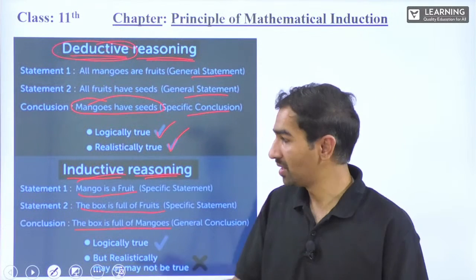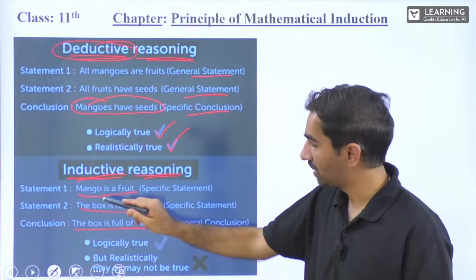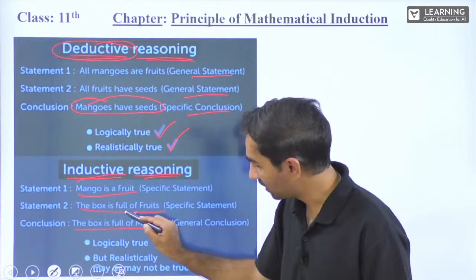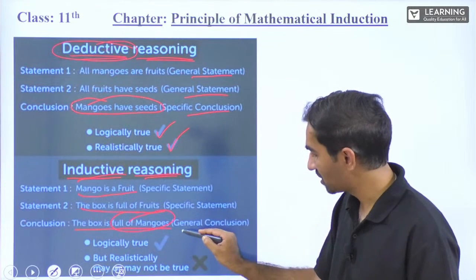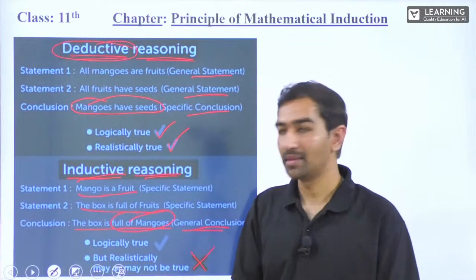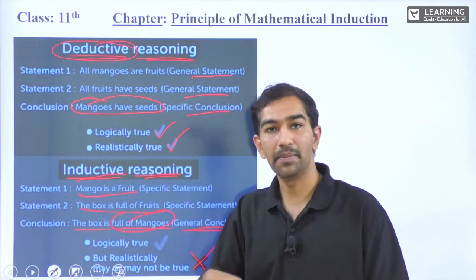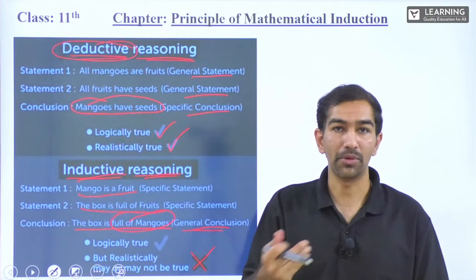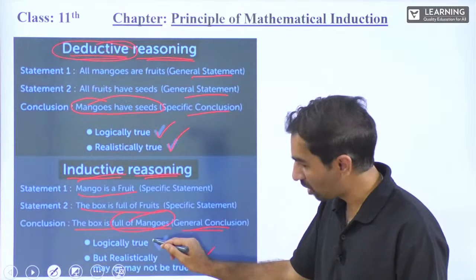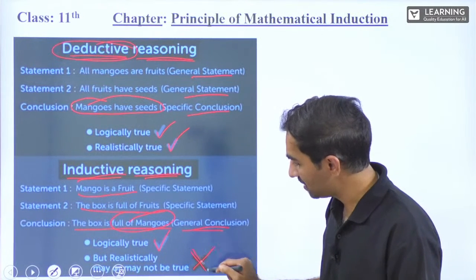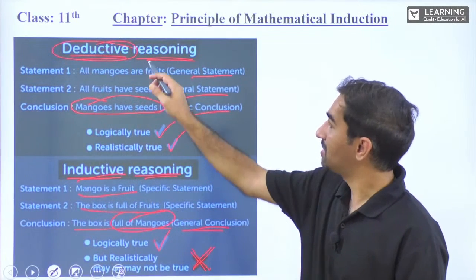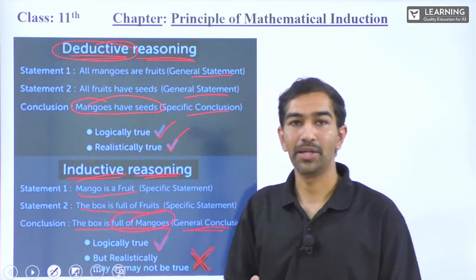So there are other fruits. See the statement here. Mango is a fruit. The box is full of fruits. The box is full of mangoes. So they are concluding the box is full of mangoes. So this is again a general conclusion. So realistically it can be false. The box is full of fruits means there can be apple, sapota, banana, etc. also, right? But they're telling the box is full of mangoes. Logically it is true, but realistically it is false. So this is inductive reasoning. This is deductive reasoning. Are you getting it, students?